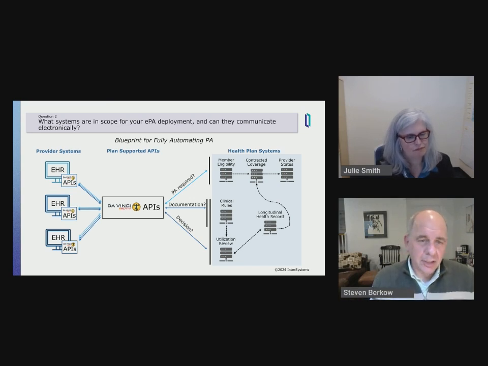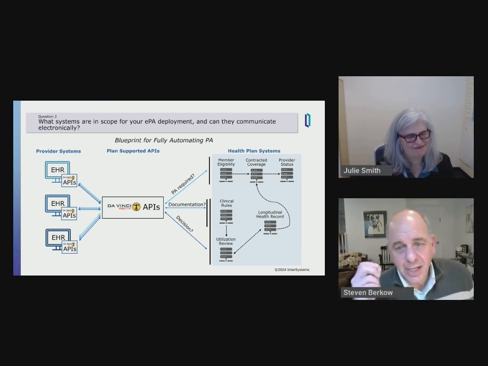Then we go to the center. The Da Vinci-based APIs are the APIs that are, in effect, mandated by 0057, the things that payers, or at least impacted payers, have to support, and they have to be live a little over 2 years from now, but there's a lot to do. And part of why there's a lot to do is moving right.